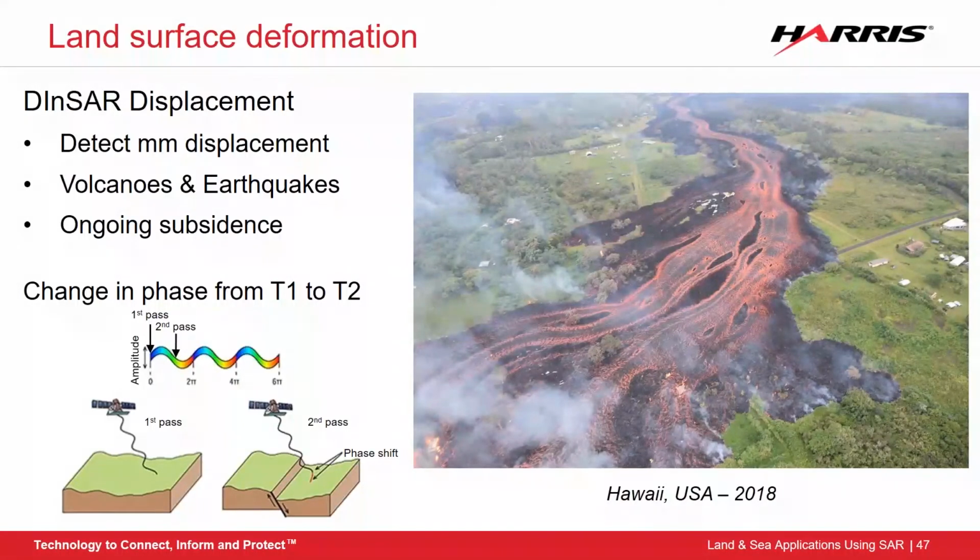This eruption destroyed 700 homes and caused over $800 million in damage. So it was a very heavily monitored eruption. For this analysis, we'll use Sentinel-1 scenes from April 20th and May 2nd, 2018.